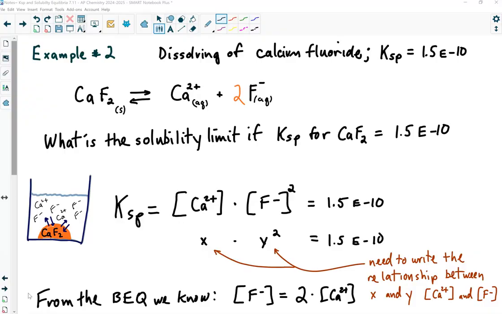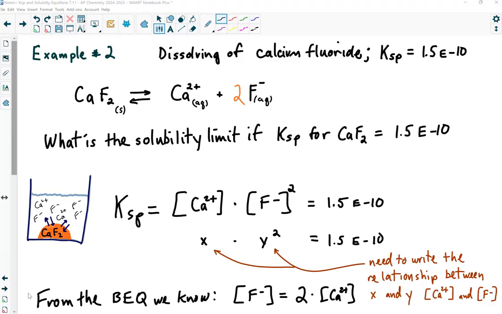So sample number 2, we're going to look at the dissolution of calcium fluoride that has a Ksp of 1.5 times 10 to the negative 10. All right? There's my equation. Calcium fluoride is in equilibrium with its ions, but in this case, there's a 1-to-2 mole ratio between the ions. And so then the prompt is asking you, what is the solubility limit, the saturated solution concentration, of calcium fluoride given the Ksp has this value?